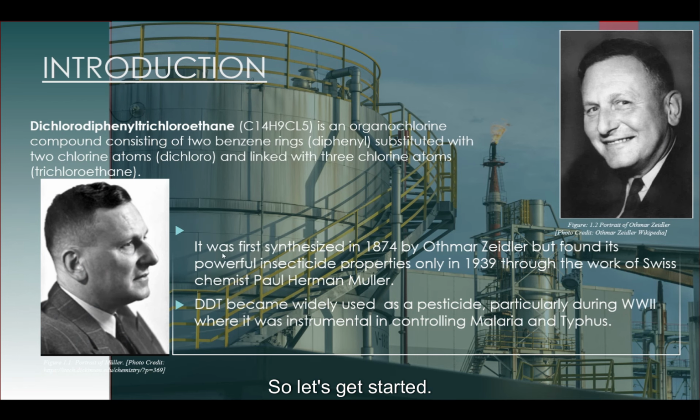So let's get started. DDT, or dichloro-diphenyl trichloroethane, is an organochlorine compound consisting of two benzene rings substituted with two chlorine atoms and linked with three chlorine atoms, a very big molecule. It was first synthesized in 1874 by Othmar Zeidler, the man on your right, but its powerful insecticide properties were found only in 1939 through the work of Swiss chemist Paul Hermann Müller, the other man on the left.